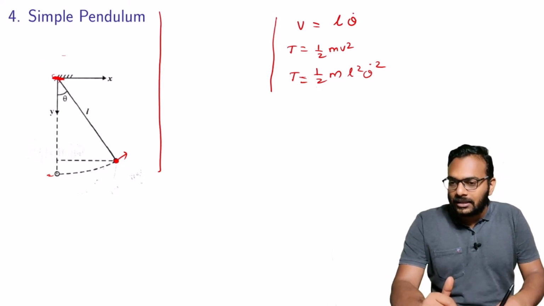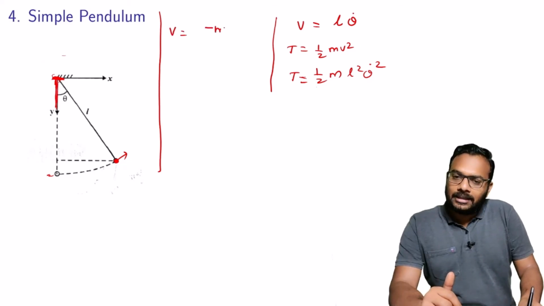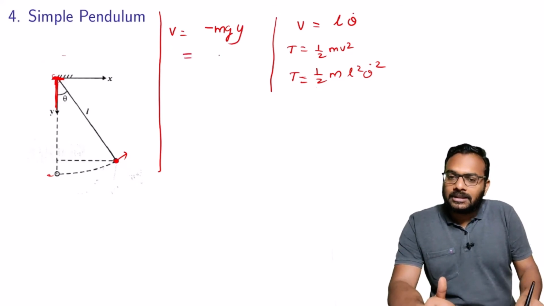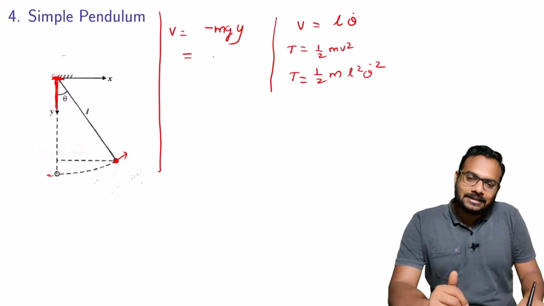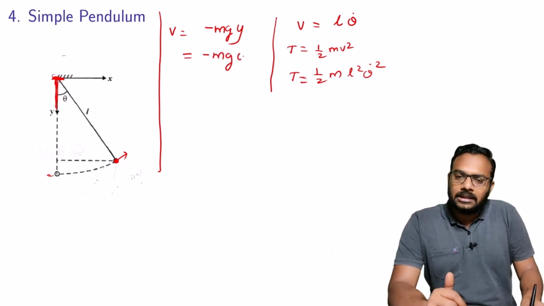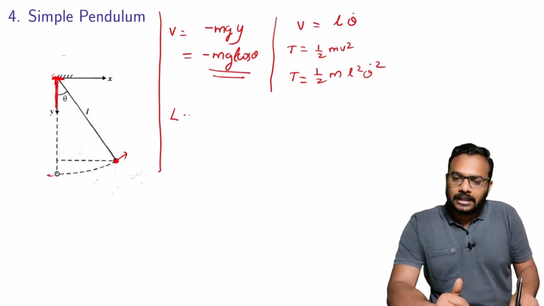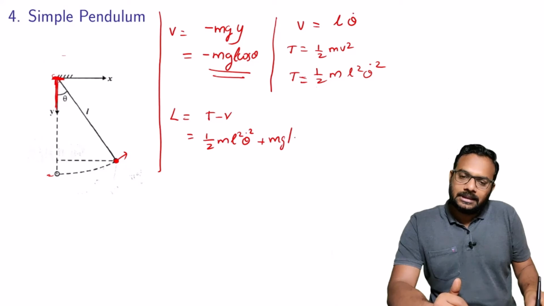The potential energy is determined by the distance of the bob of the simple pendulum from the reference point, so that's simply y. V is equal to minus m g y, because that's mgh. Since we are using theta as the generalized coordinate, and y is equal to L cos theta, V is minus m g L cos theta. Now we have the Lagrangian, L equals T minus V, which is half m L squared theta dot squared plus m g L cos theta.